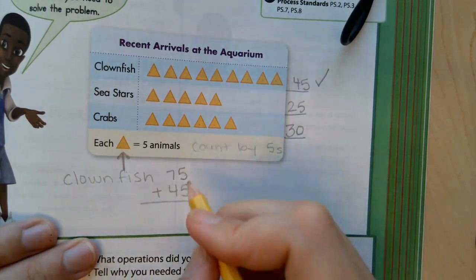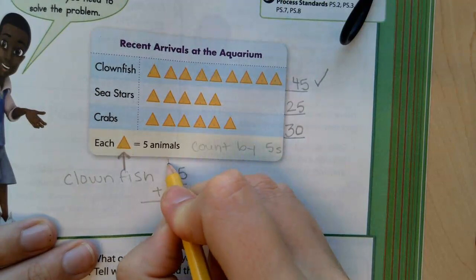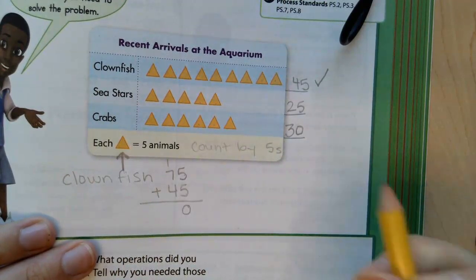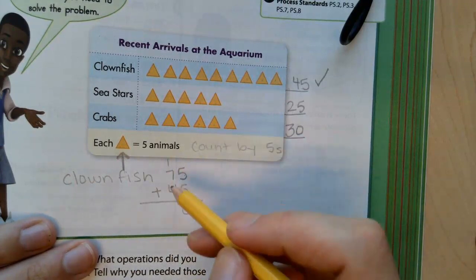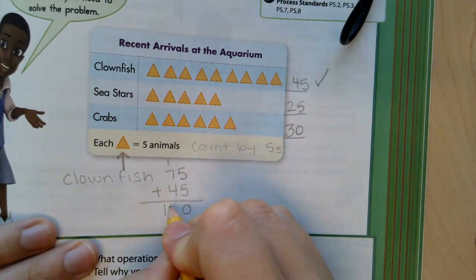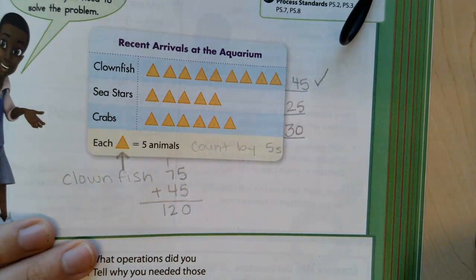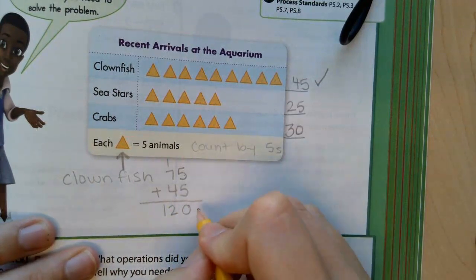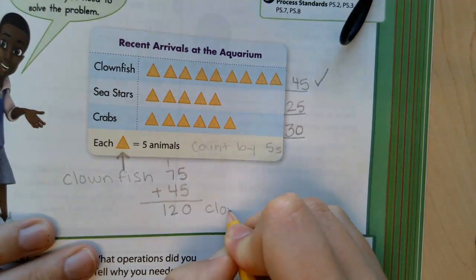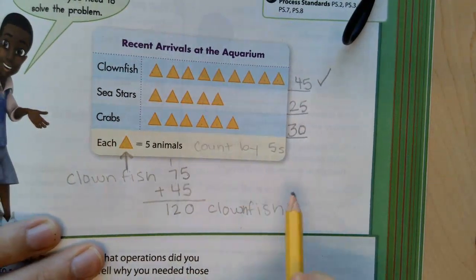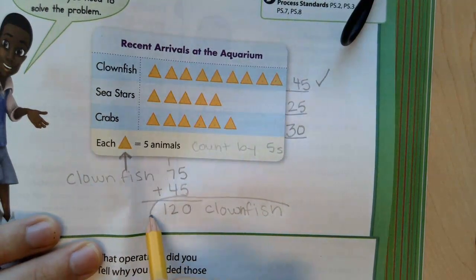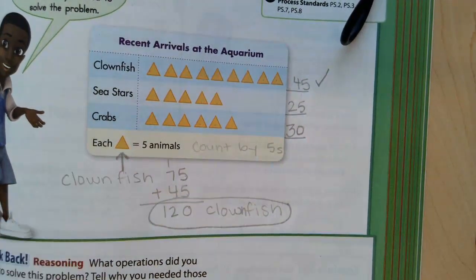5 plus 5 is 10. Drop the ones place, carry the tens. 1 plus 7 is 8. And 8 plus 4 is 12. 120 clownfish. Oops, forgot my N. Is how many are in the tank now. Circle your answer.